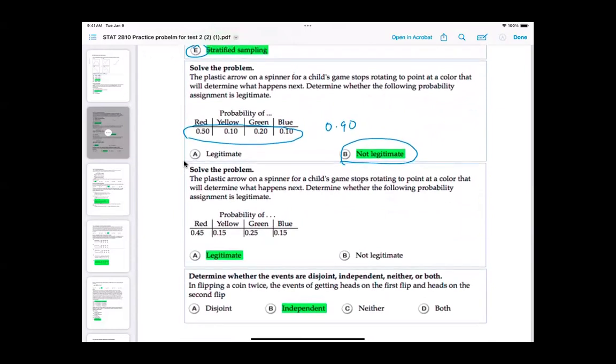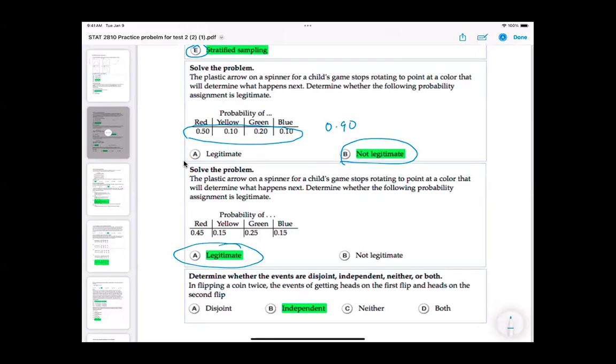And then let's do the other one too. We also have this probability. We want to determine whether it's legitimate or not. So we look at the probabilities here. There is no negative probability. Let's try to sum all of them and see if we are going to get 1. So when you sum them, what do you get? 0.45 plus 0.15 is 0.60, and then 0.25. So if that is 1, it means that this is what?